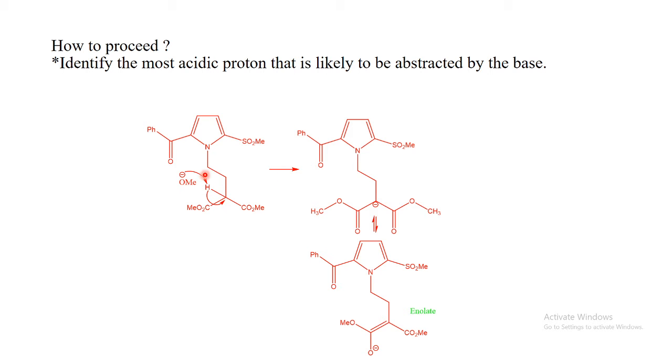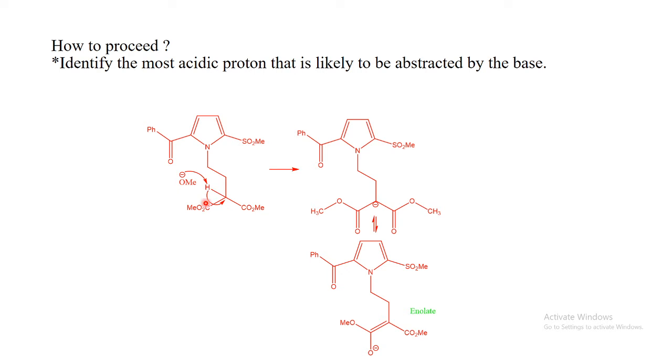See, in this carbon we have two hydrogens, in this carbon we have two hydrogens, and in this carbon we have one hydrogen. So if we compare the hydrogens in each of the carbons, this hydrogen is highly acidic because we have two electron withdrawing groups attached to this carbon. Since this hydrogen is highly acidic, the methoxide ion will abstract the proton.